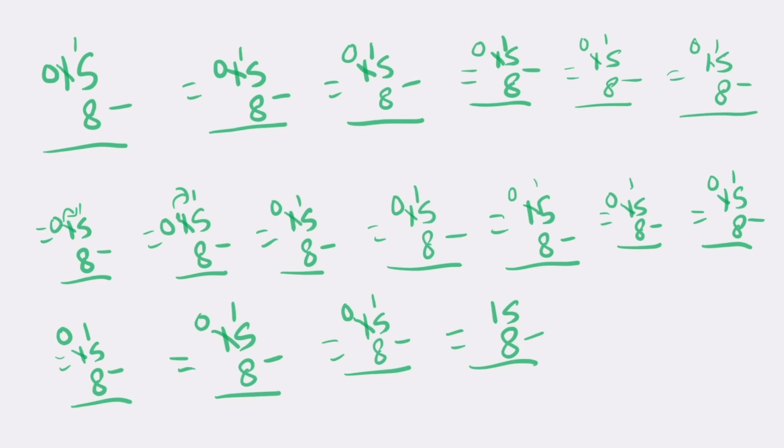Now, you can't take away an 8 from a 5, so what you need to do here is carry the 1, put it there, make this a 0, and that would leave you with 10 and 5, which is 15, which is 15 minus 8.